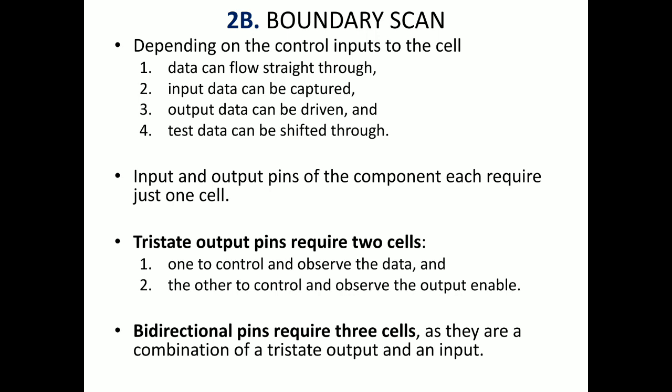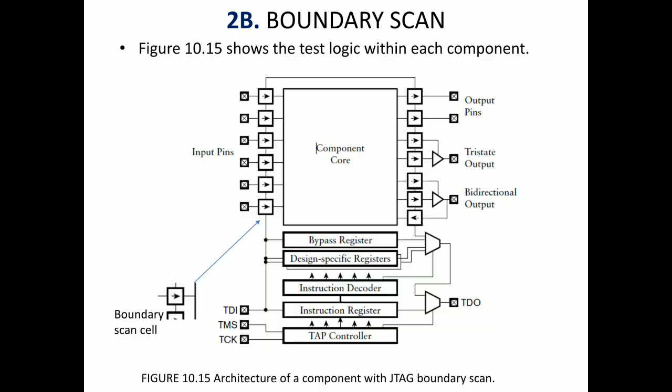In tri-state output pins, we require two cells: one to control and observe the data, and one cell to control and observe the output enable. In bidirectional pins we require three cells, because a bidirectional pin is nothing but a combination of a tri-state output and an input.